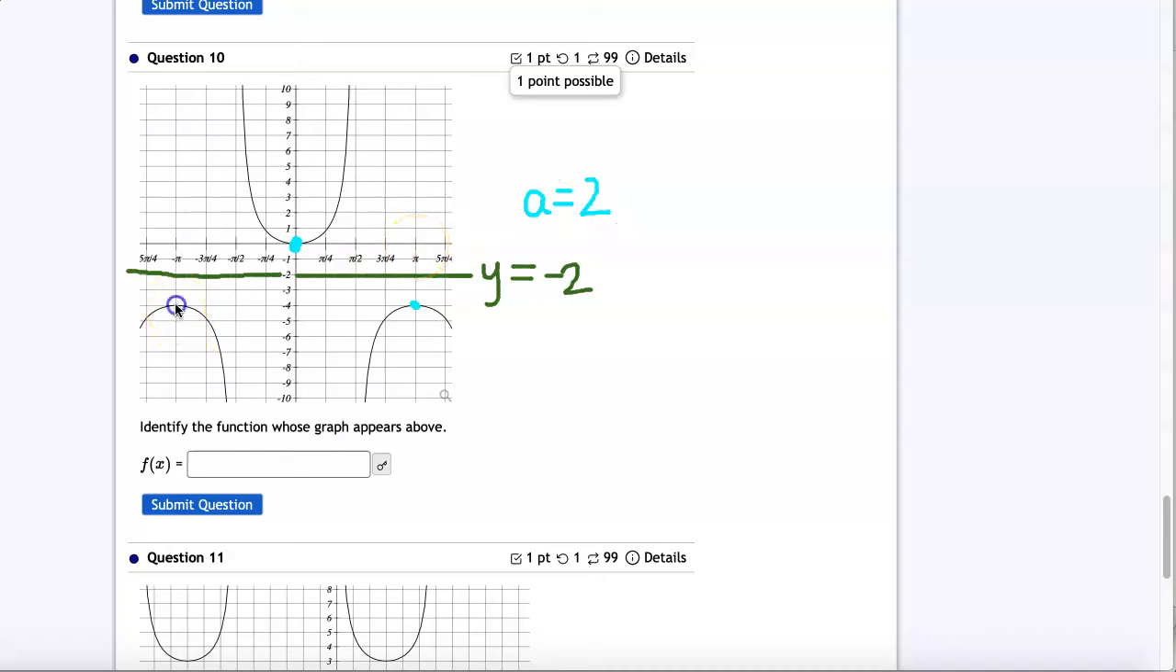For the period, from this point, from here all the way to here, that's one full cycle. That's going from -pi to +pi, so that means that my period is 2 pi, which is your standard period. And I can see again that it's a cosine graph by the fact that it intersects up here.